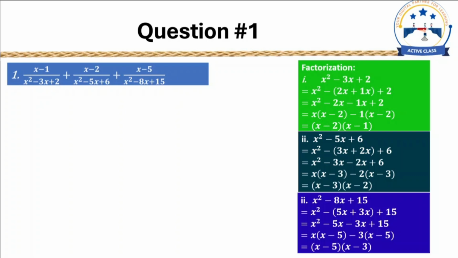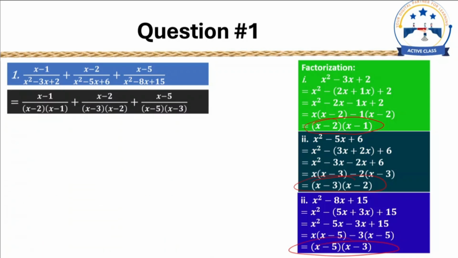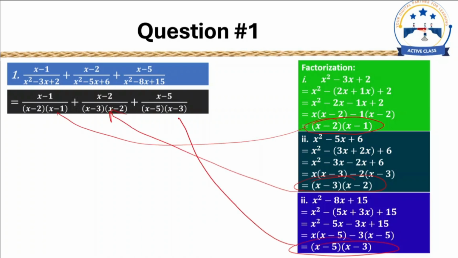This means we have factorized all 3 denominators and we have got the factors that need to be substituted in the denominator of each fraction. Let's substitute these in the denominator in the second step. Okay, for x squared minus 3x plus 2, we got x minus 2, x minus 1 from here. Then for the second fraction, we substituted from here. And for the third fraction, we substituted from this.